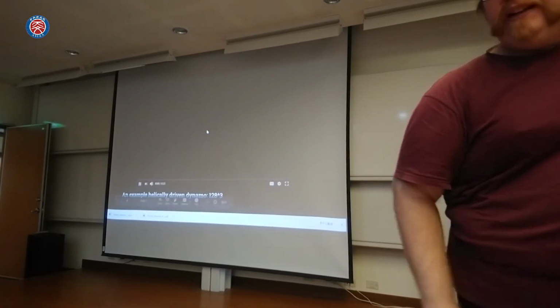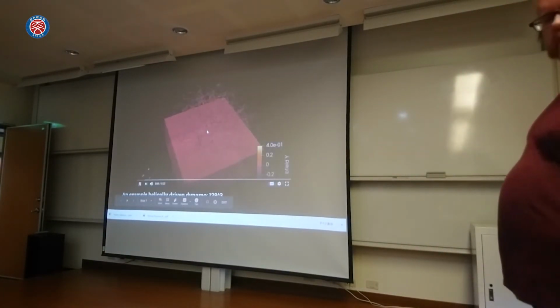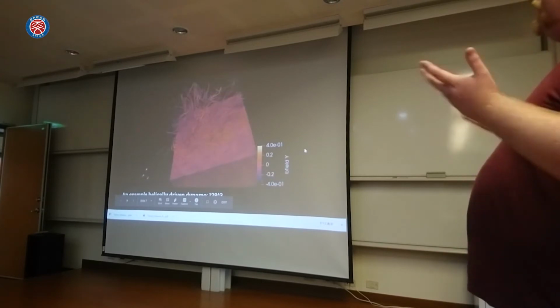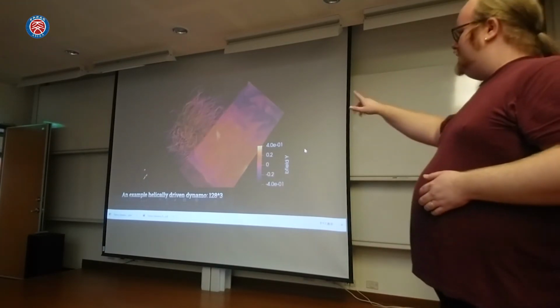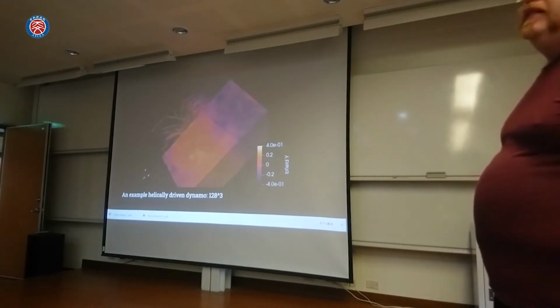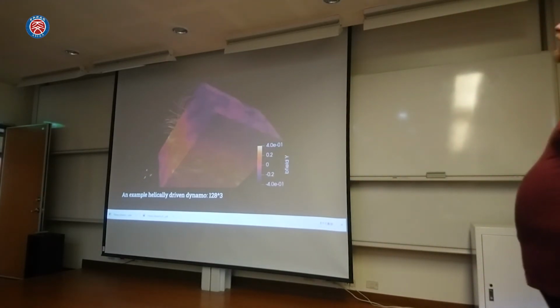Here is a 3D example of what is happening. First you have more chaos, then you get more self-organization. This is not a large scale dynamo guided model.